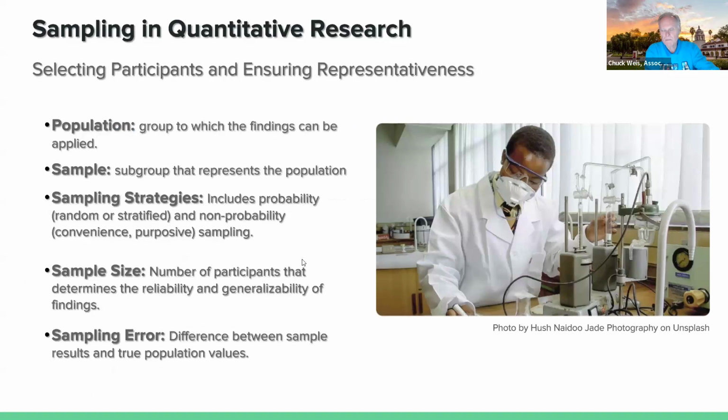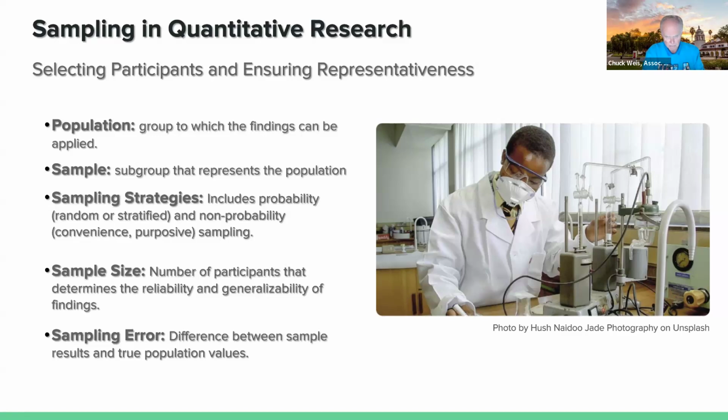And then the most important thing about quantitative research is sampling, and that's deciding who your participants will be and ensuring that they have some representativeness in some population. So the term population means the group that you think the findings can be applied to. The sample is a subgroup of that group that represents the population, and you can select that sample by various strategies. The terms probability sample or non-probability sample are used for a group of types of sampling.